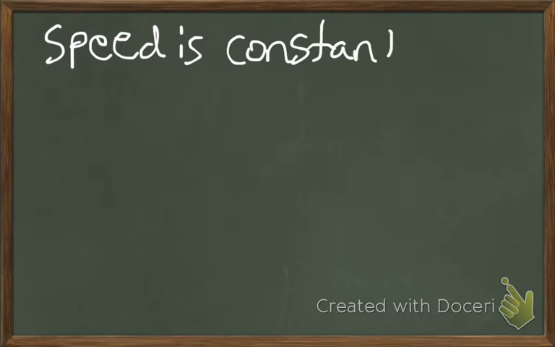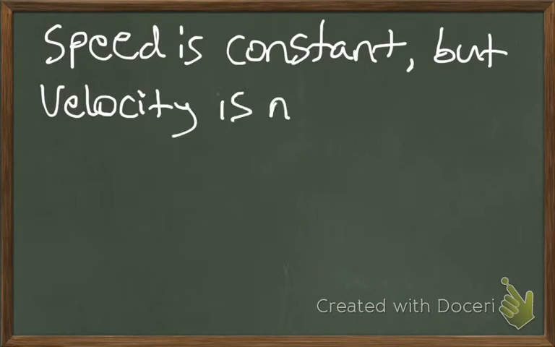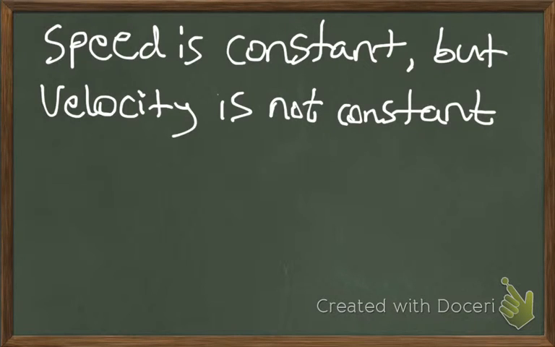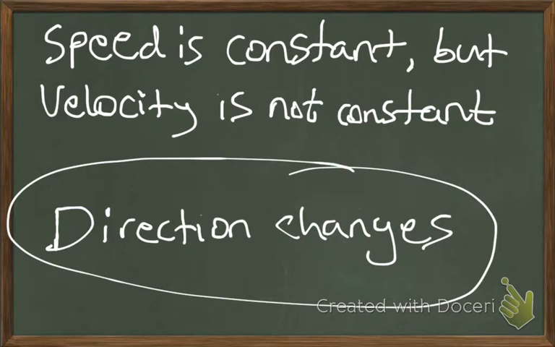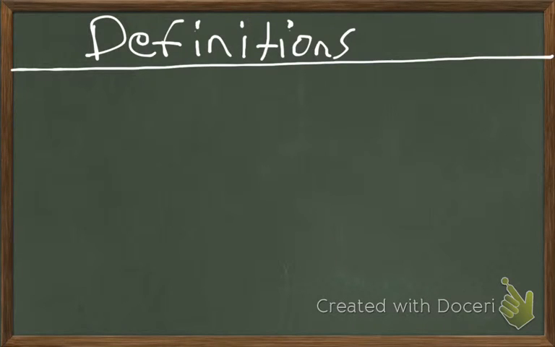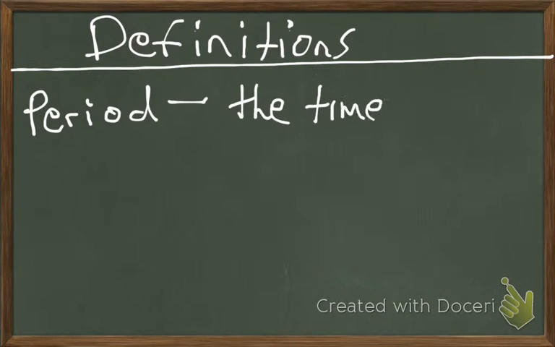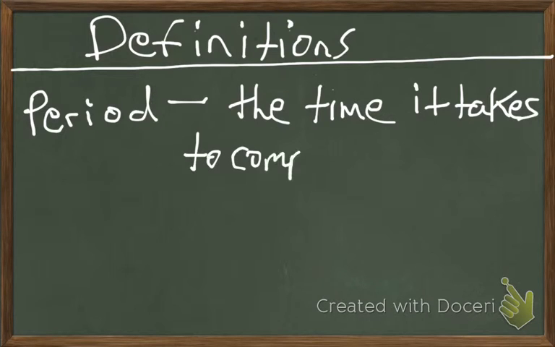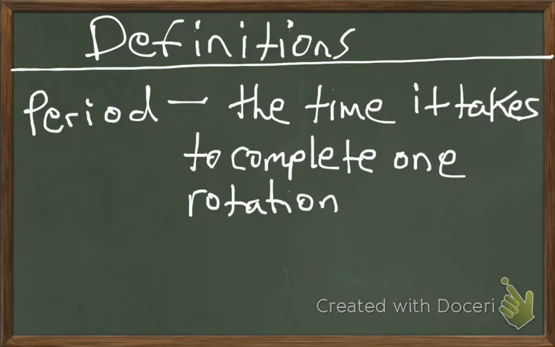Okay, so the big idea: speed is constant, but velocity is not, and that's because the direction is changing. So if the direction is changing, there has to be an acceleration, and we're going to be able to define that soon. But we need to define a few other things first. So here are definitely some things you need to write down. I'm going to be using some of these words in class, so I expect you guys to know kind of what they mean.